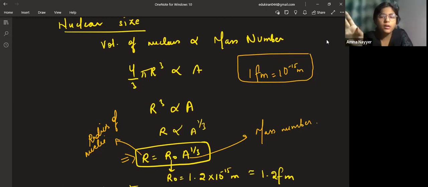So R is equal to R naught, A to the power 1 by 3. You have to utilize cube roots, you have to solve it and find. Fine. Note down this page.